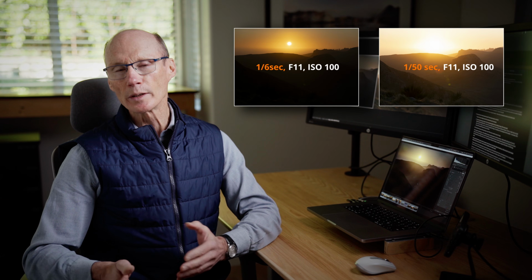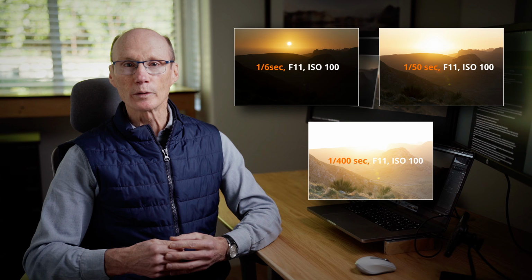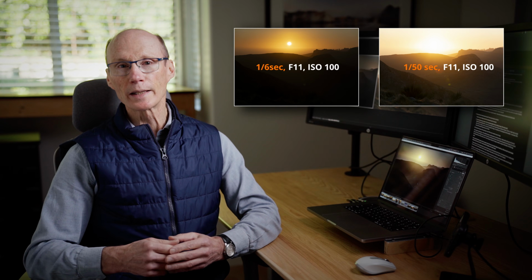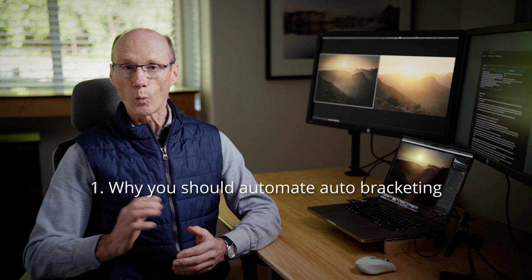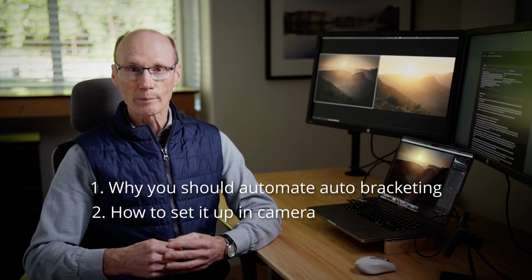In this video I want to talk about bracketing exposures. So that is taking several exposures of the same scene, usually one underexposed, one normal exposed, and one overexposed. And this process can be automated on modern cameras. I'm going to show you why you should do that, and I'm also going to show you how you can set it up on your camera.